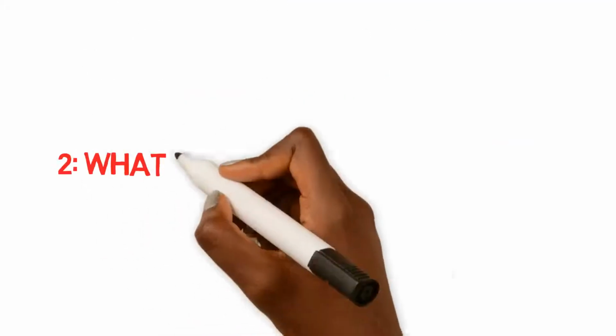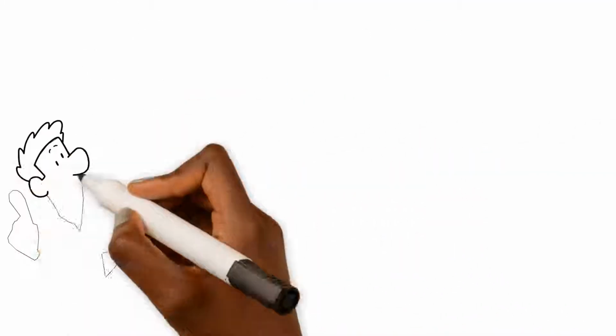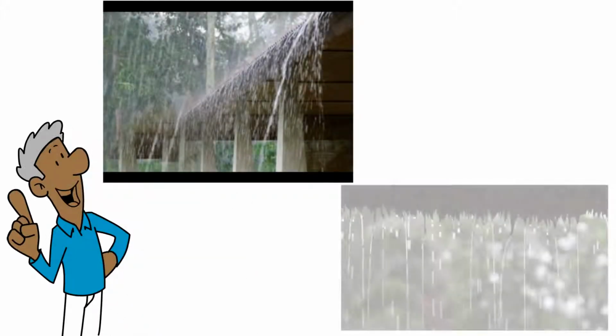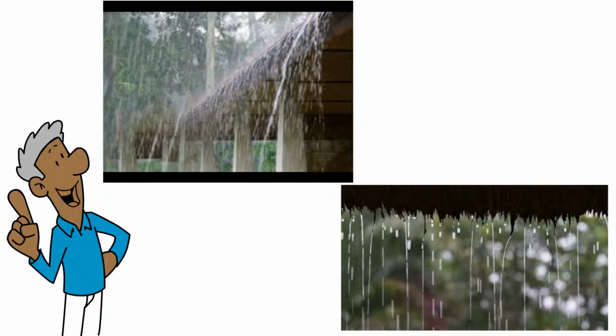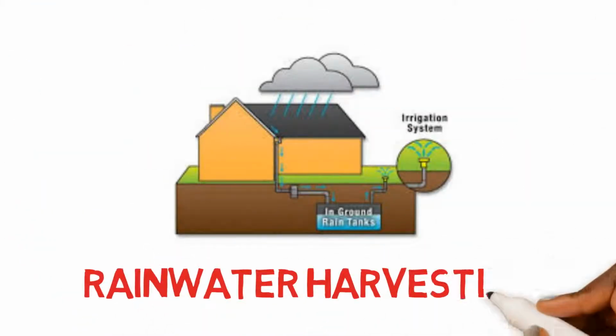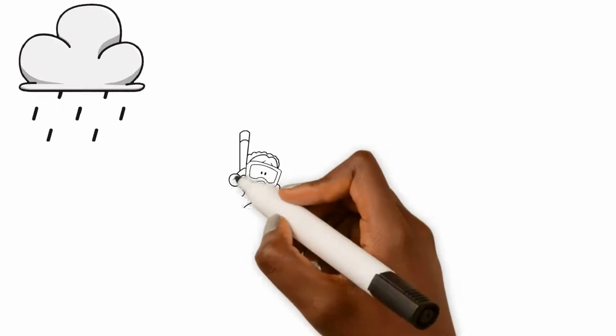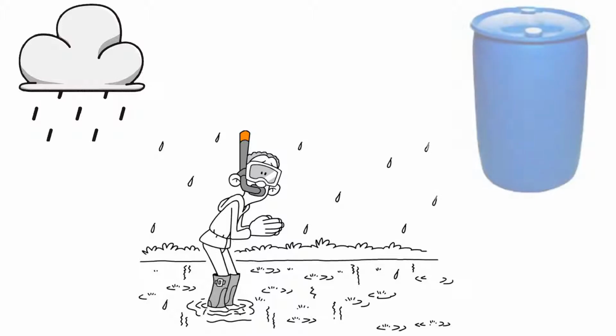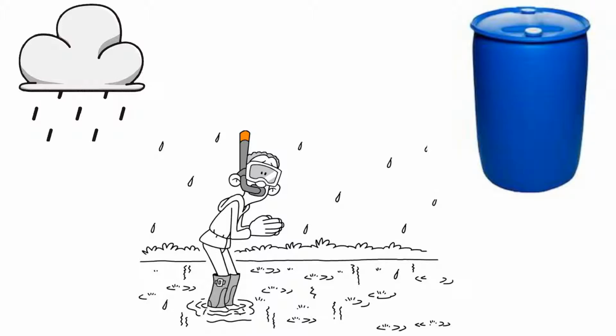What is rainwater harvesting? Rainwater is a free resource that could be collected, stored, and saved for later use. The process of collecting and storing rainwater for later use is called rainwater harvesting. The harvesting of rainwater simply involves the collection of rainwater from surfaces on which it falls, conveying it and subsequently storing this water for later use.